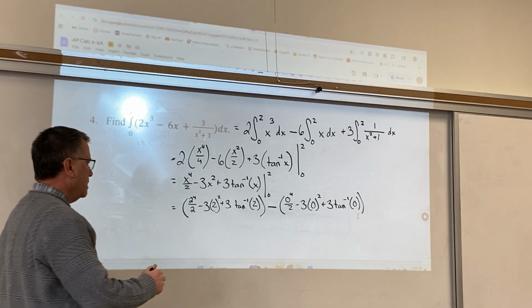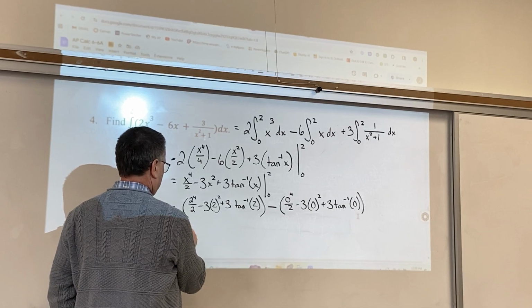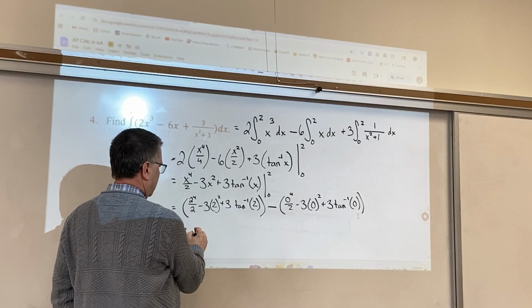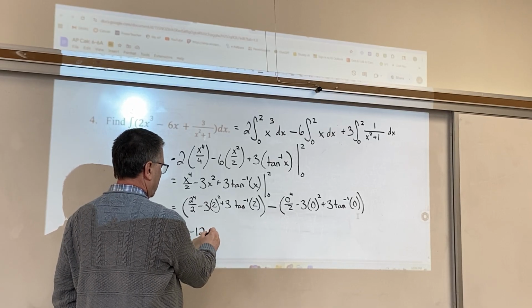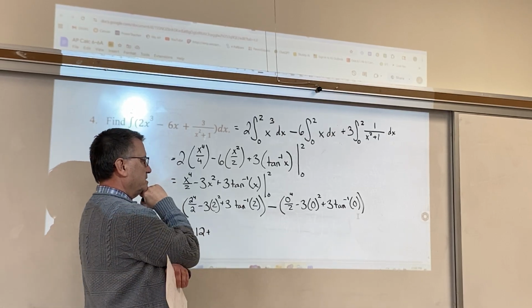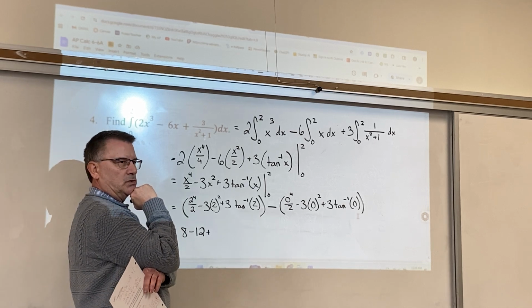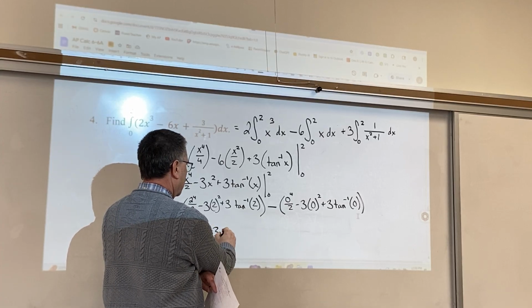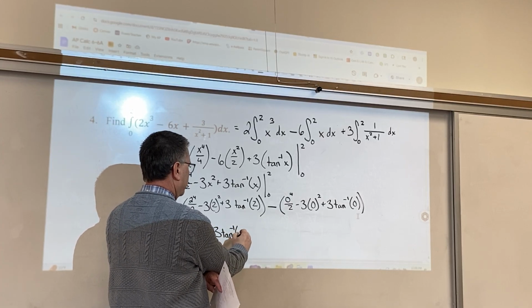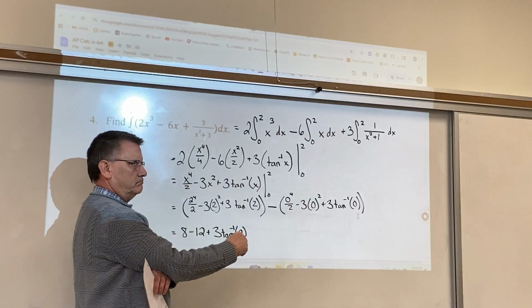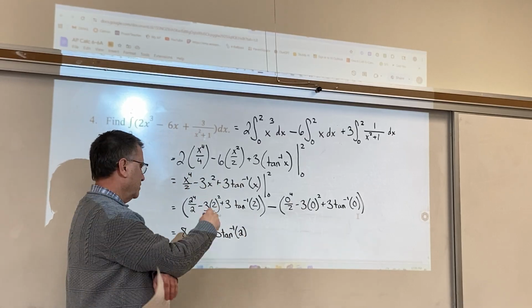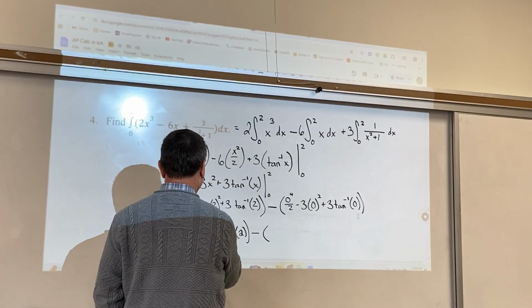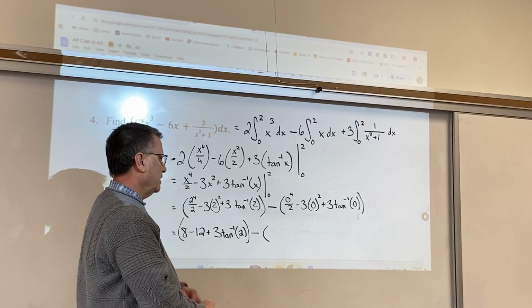Okay, let's see what I get. That's really 2 to the 3rd, 2 times 2 is 4, times 2 is 8, minus 12, plus 3 times inverse tangent of 2. I have no idea what that is. So you know what I'm gonna do? Keep a 3 inverse tangent of 2. Minus what I'm gonna get over here. I'm gonna keep all that in one parenthesis to remind me to keep all of this in.